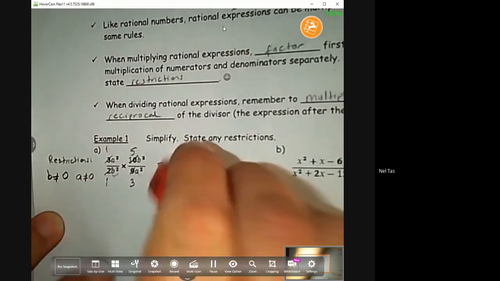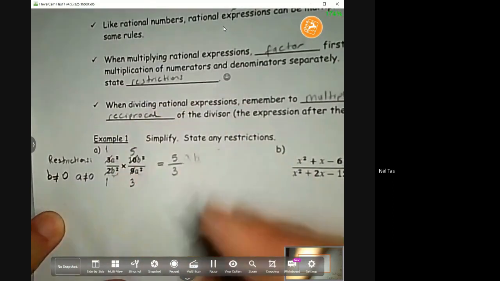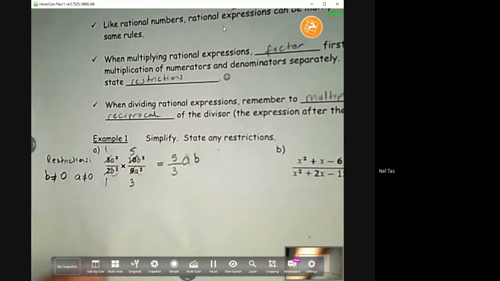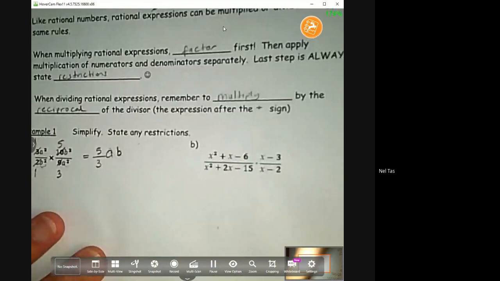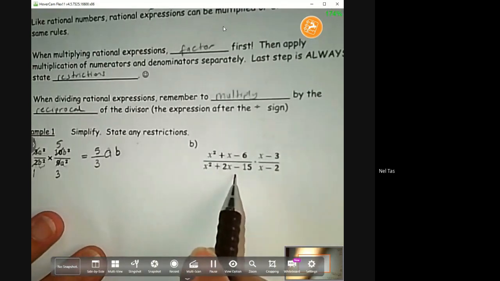Or you can just write 5 over 3ab. Doesn't matter. All right, so let's look at b. The first step is factoring.